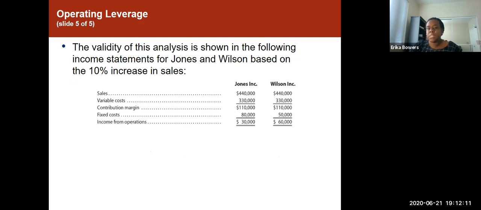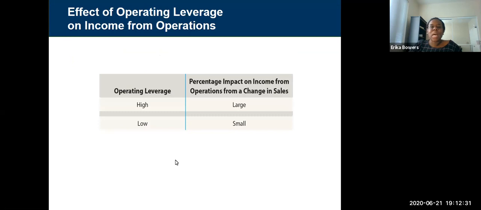And so this is showing us this. Jones has increased by 50%, whereas Wilson has only done it by 20%. So operating leverage. Again, a lot of formulas in this chapter. High operating leverage will have a large impact. Low operating leverage will have a small impact.